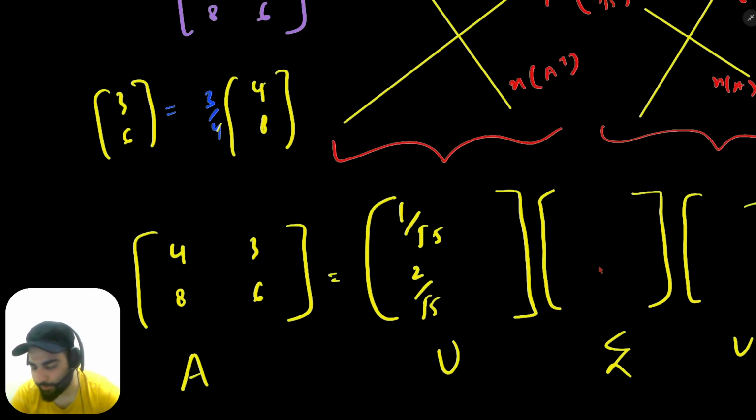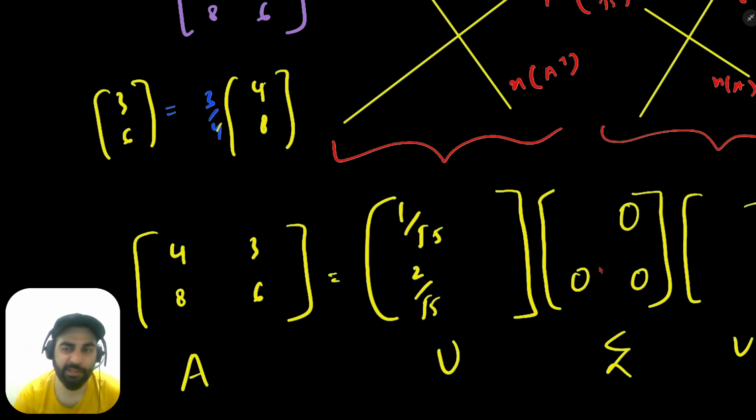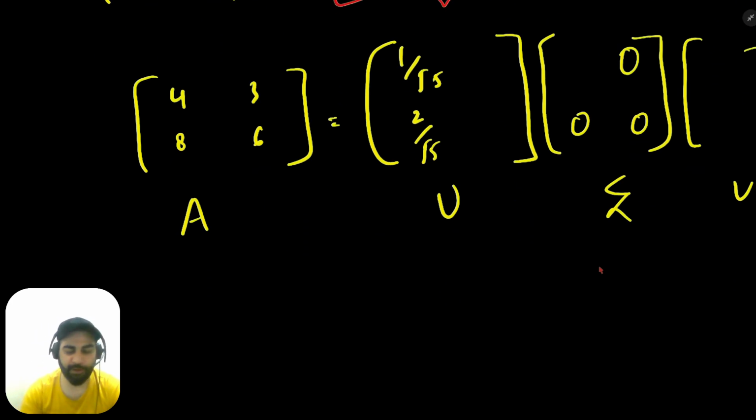So maybe I'll write it. First I'll write the sigma, because here these will be zeros everywhere. Why? Because it will have only one sigma, because this is a lower rank matrix. So here it will be some sigma 1, some value will be over here. In order to find that, let me show you this.